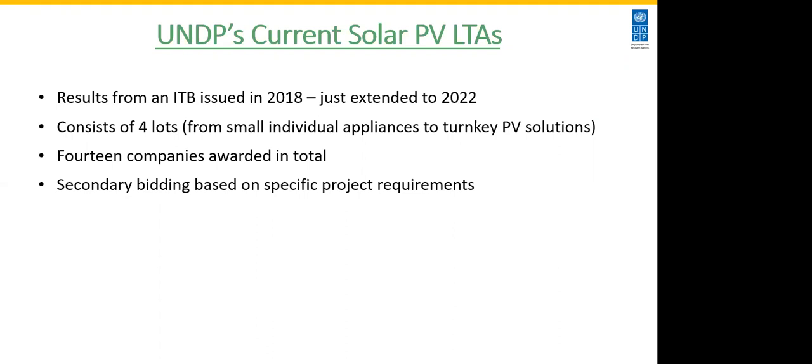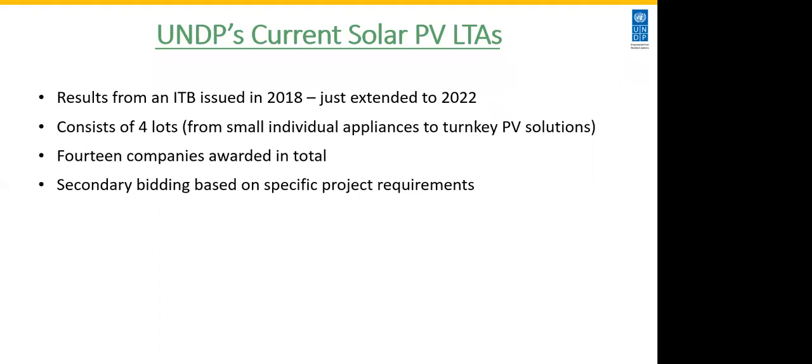They consist of four lots, so small appliances all the way up to large turnkey PV solutions. We have 14 companies awarded in total across a number of the lots. What we've done there is we've pre-qualified them, based on some scenarios, and we have a secondary bidding process.